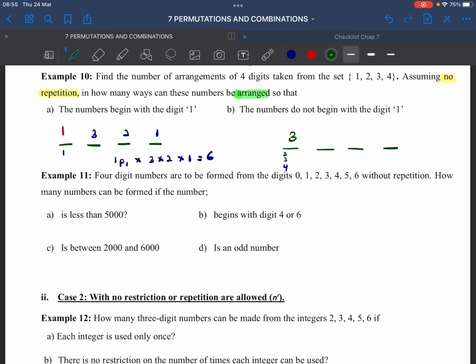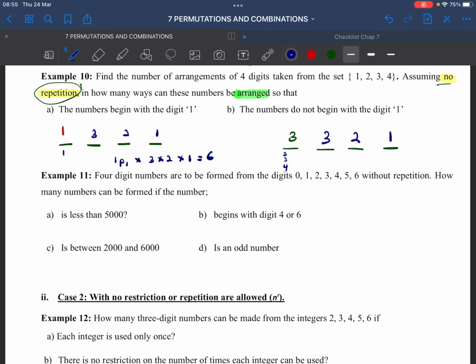Remember, without repetition. So if 1 is already put here, yes, we can put 2, 3, 4, but we don't put all. We only pick 1. Maybe 2 here, maybe 2 sits in front. So only 1 number can be put there. So that means you have 4 numbers, 1 already put in front. So the rest here will be 3, 3 numbers left. And the next one is 2. The next one is 1.